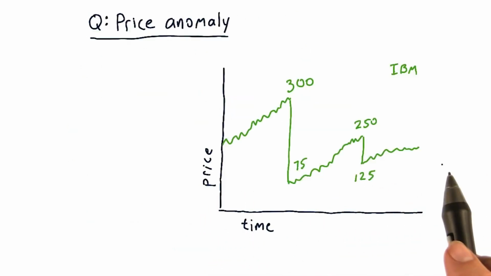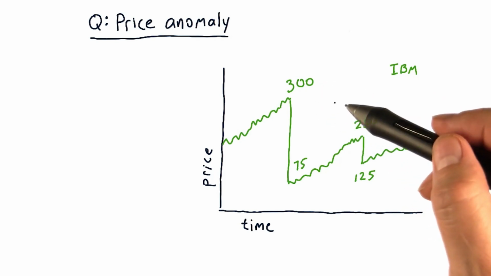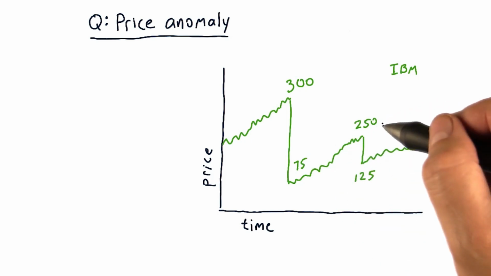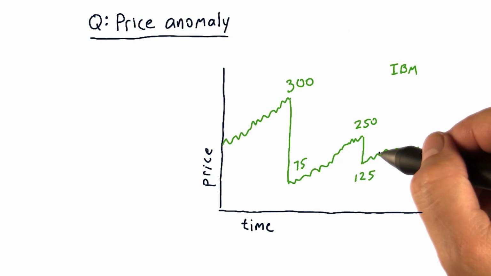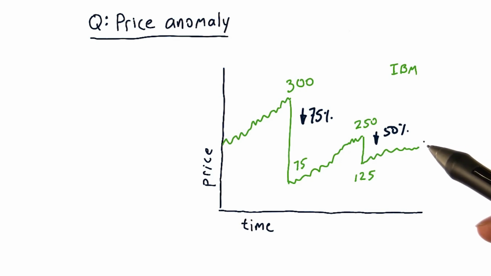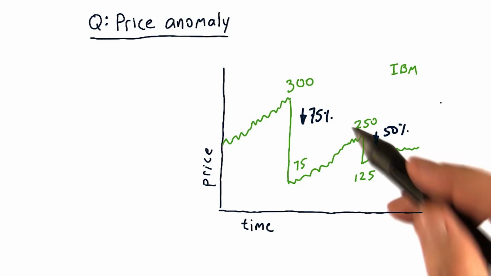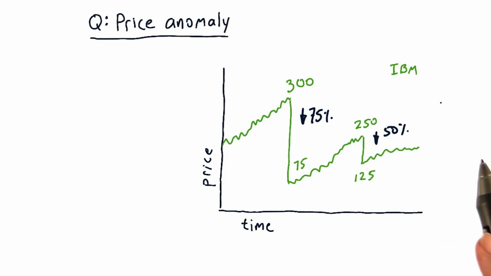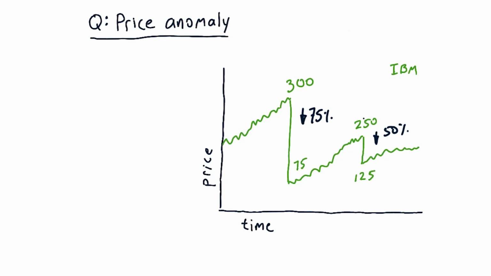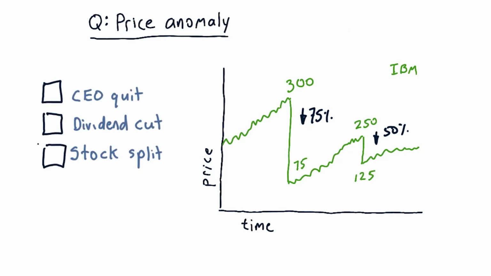If you look at this data over many years, you'll see that there are a couple sudden price drops. For instance, here it goes from $300 to $75 in one day. Here it goes from $250 to $125 in one day. So those represent a 75% drop and a 50% drop, respectively. Now, surely the value of IBM did not drop that much in just one day. I want you to think about why this might have happened, and in a moment I'll give you some options that you can choose. But why might the price of IBM have dropped by this significant amount over these days? Here are a few options for you to consider.